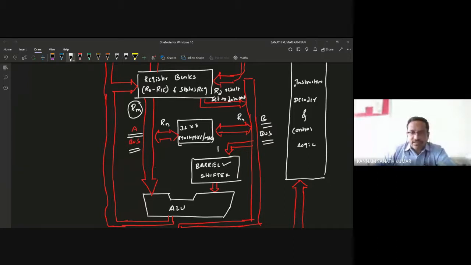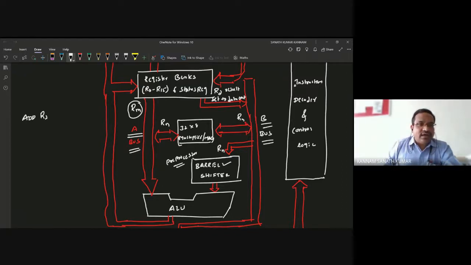So what is this barrel shifter? The barrel shifter is nothing but a combinational circuit. It can shift left or shift right, or rotate left or rotate right, any number of times. That means whatever number we specify in the instruction, that many times it will shift. This we call pre-processing. That means before coming into the ALU, whatever data is present in the register will be processed.